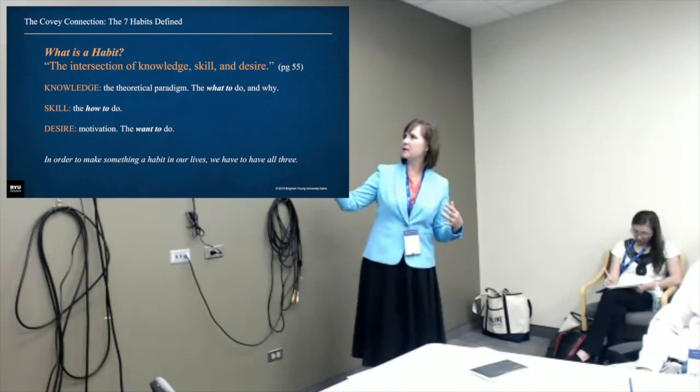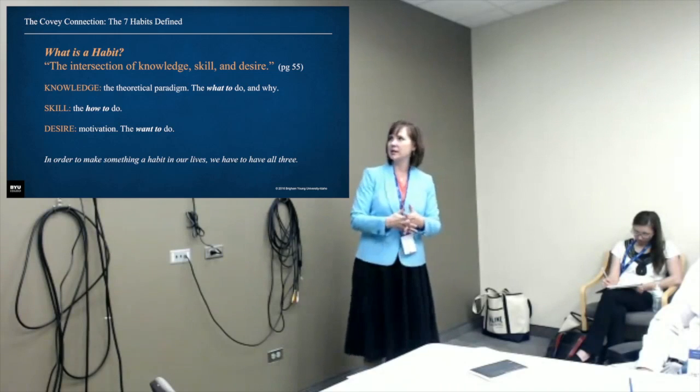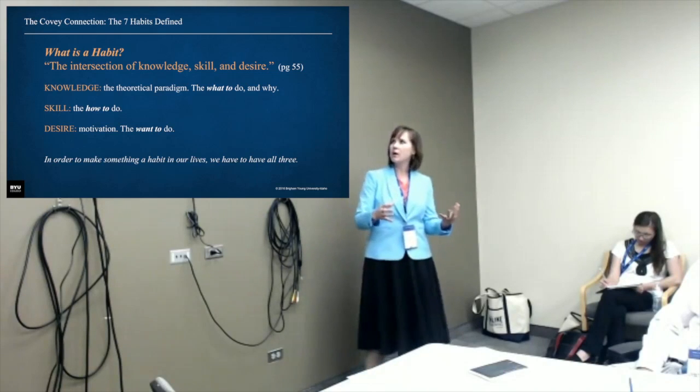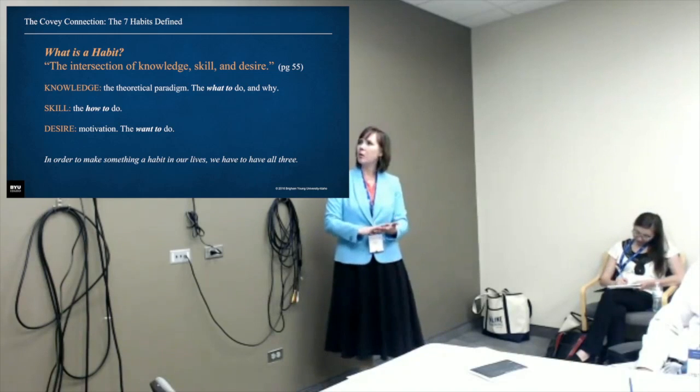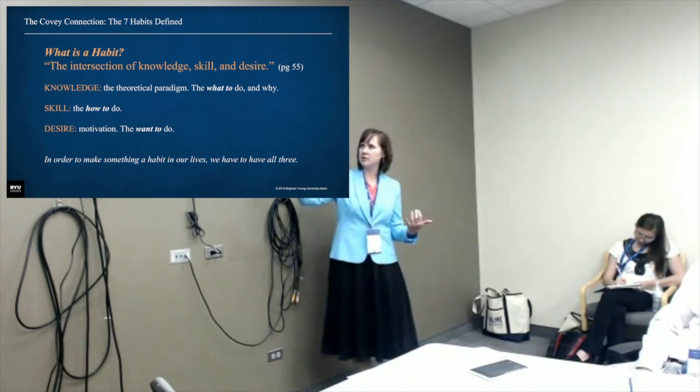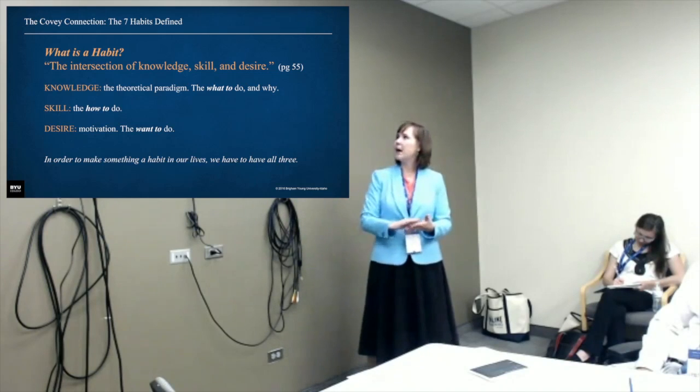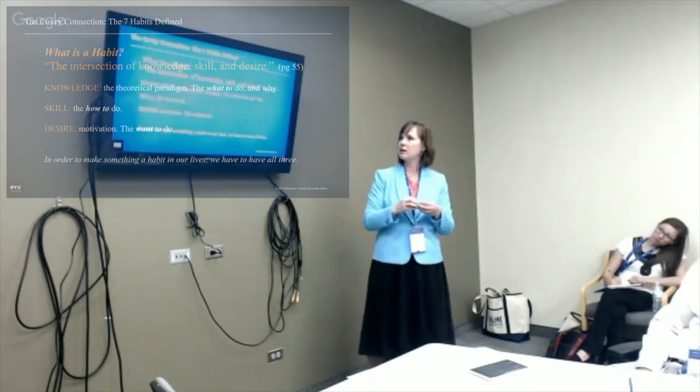Okay, and then also just beginning defining terms here. What does he say a habit is? A habit is the intersection of knowledge, skill, and desire. What do we know? What are we going to do because of what we know? And how are we going to do it? And do we want to do it? And as we develop all of those things, that becomes a habit.